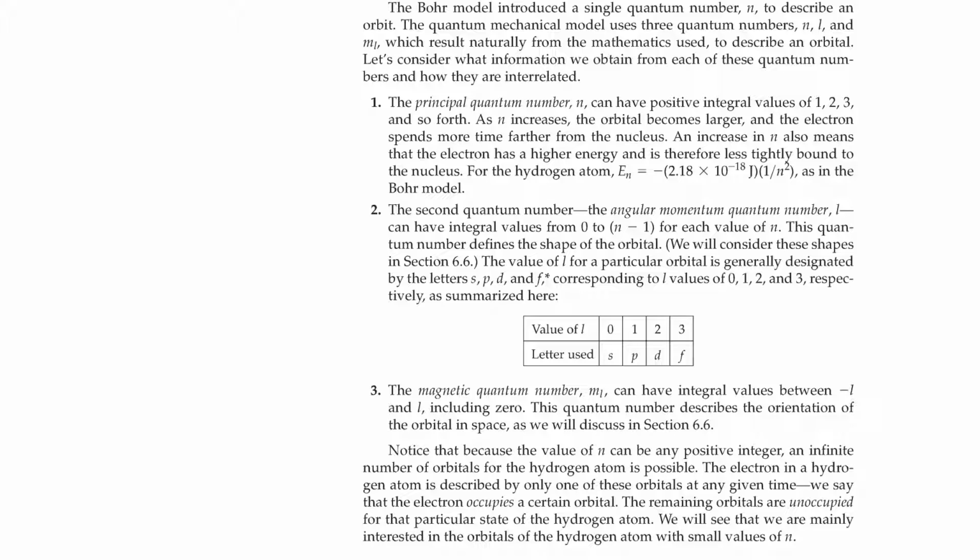Notice that because the value of n can be any positive integer, an infinite number of orbitals for the hydrogen atom is possible. The electron in a hydrogen atom is described by only one of these orbitals at any given time. We say that the electron occupies a certain orbital. The remaining orbitals are unoccupied for that particular state in the hydrogen atom. We'll see that we are mainly interested in the orbitals of the hydrogen atom with small values of n.